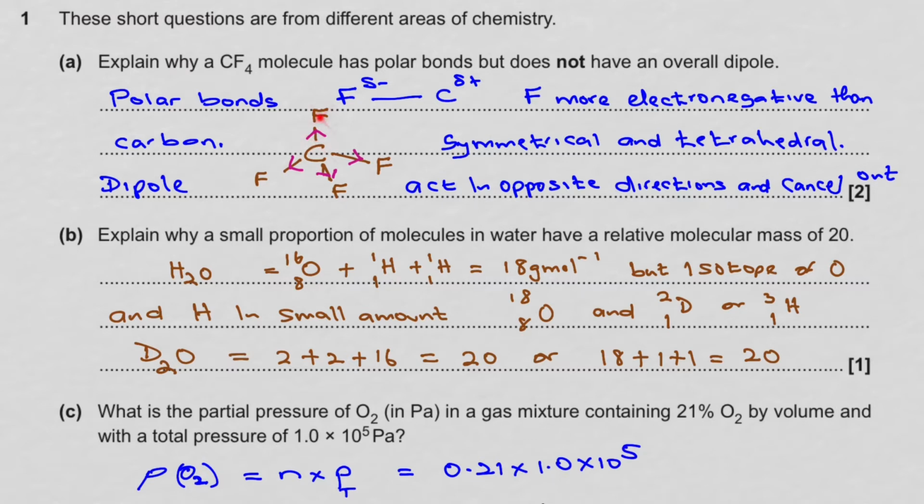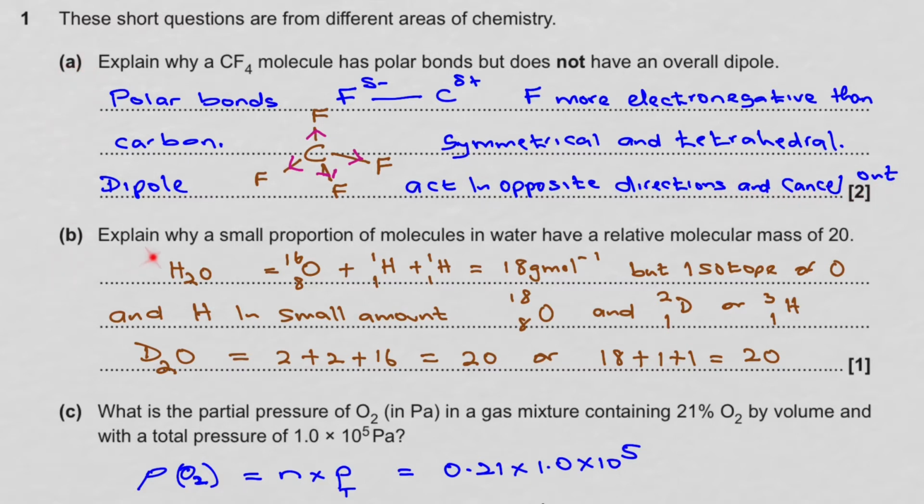The overall direction of the electrons: one goes up and the other goes down, so they cancel each other out. One goes to the left and the other goes to the right, so they cancel each other out. So it's this cancellation that leads to non-polarity of the compound. What we need to say is that it's symmetrical and tetrahedral. The dipoles act in opposite directions and cancel out.